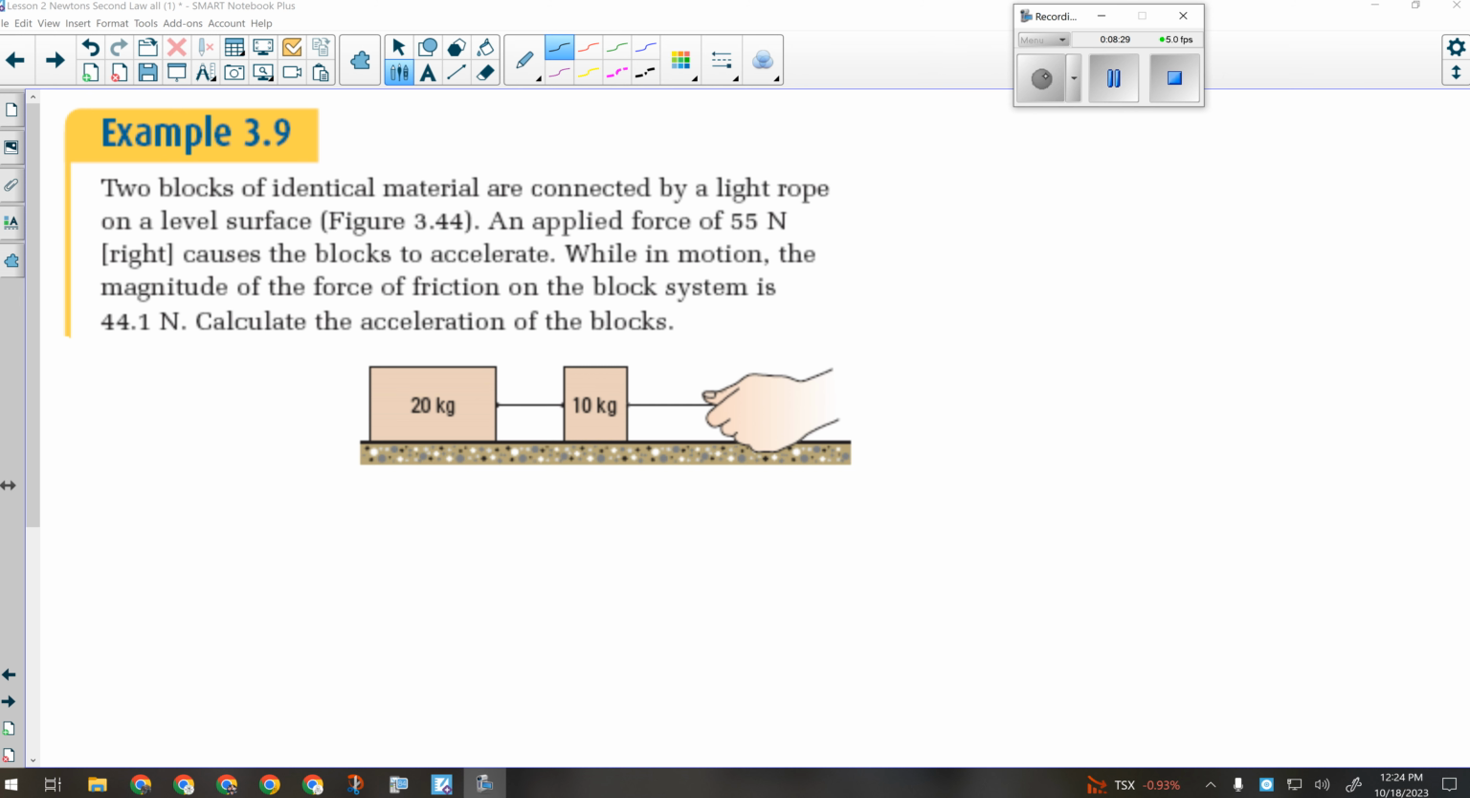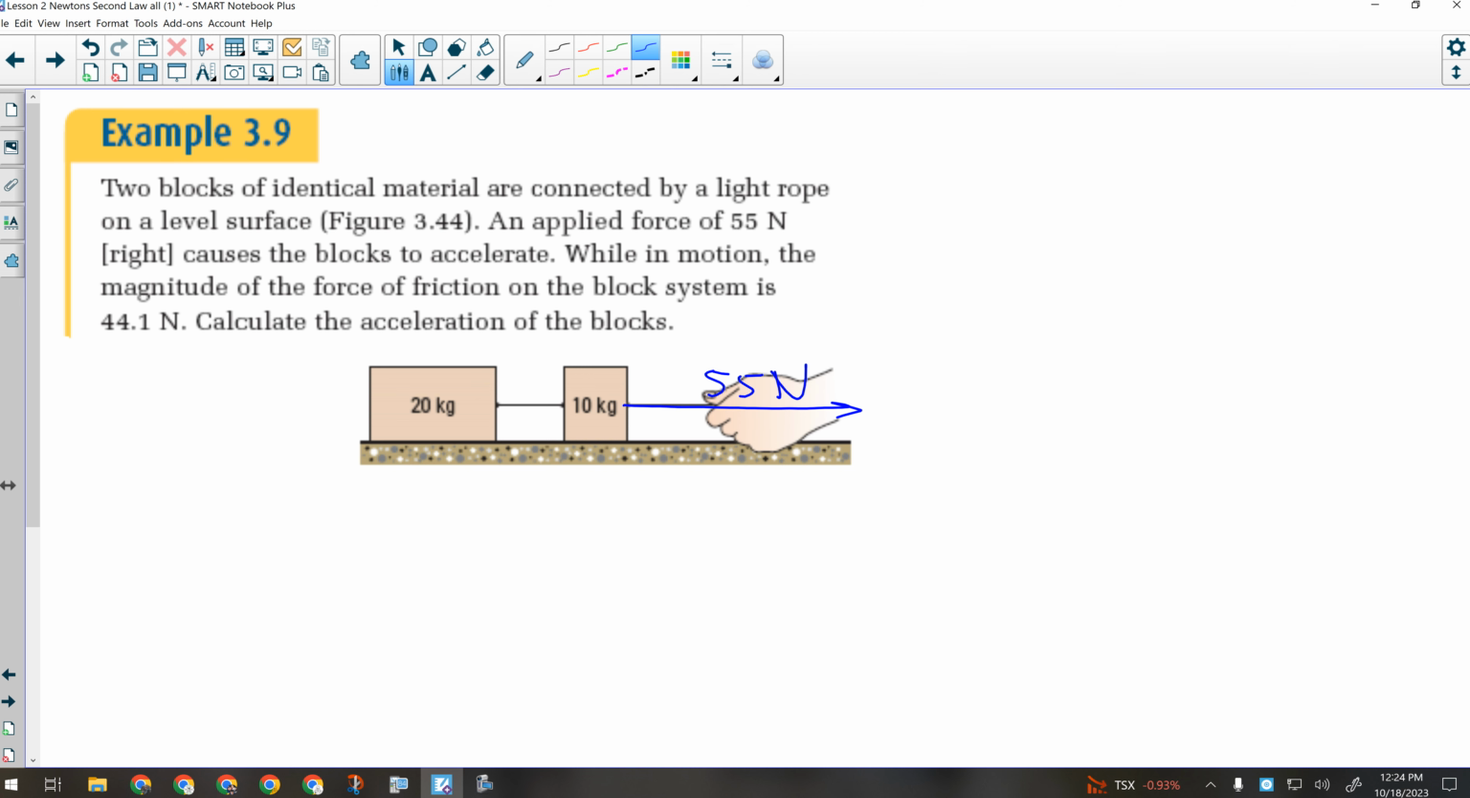Okay, so let's look at this problem here. We've got these two blocks. They're like these ones, made of identical material, so the way they interact with the surface is the same. That keeps friction essentially similar. They're connected by a light rope on a level surface, and an applied force of 55 newtons to the right causes the blocks to accelerate. So I know there is a force of 55 newtons forwards. While in motion, the magnitude of the force of friction on the block system is 44.1.